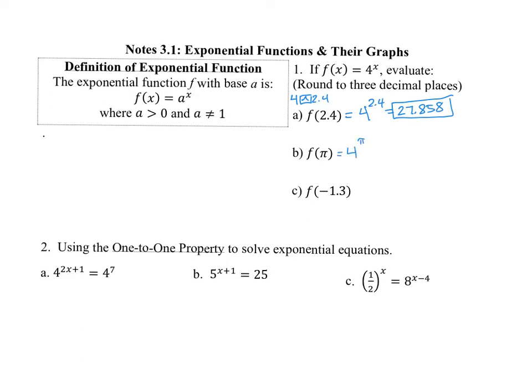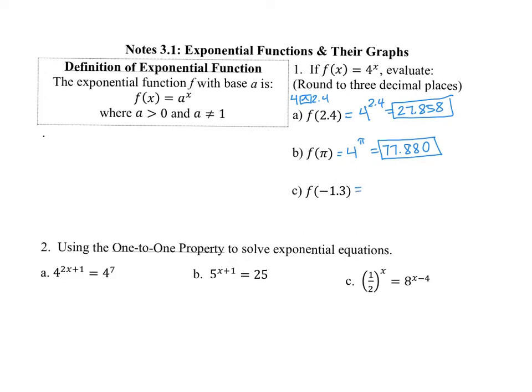You probably have a pi button on your calculator. You just need to find it. It will give you the most exact answer possible with your calculator if you can find the pi button. Once you put it in, to 3 decimal places, it's 77.880.